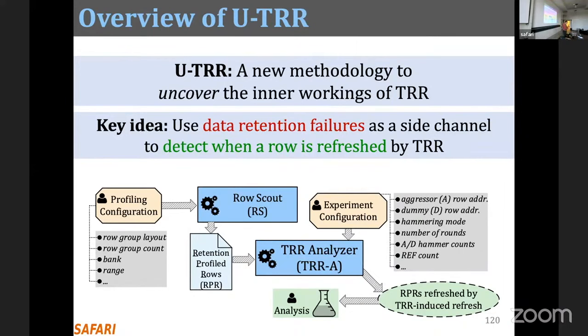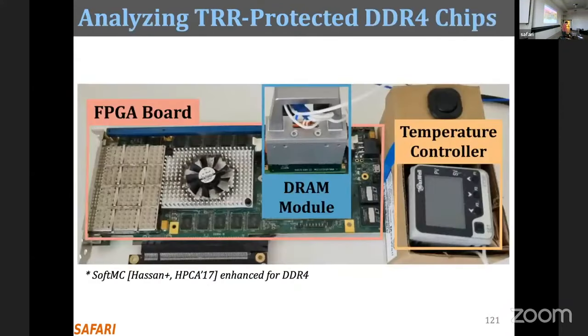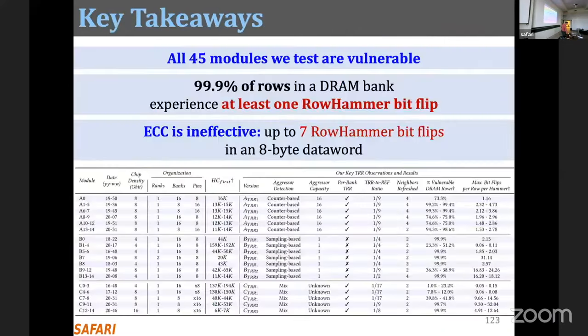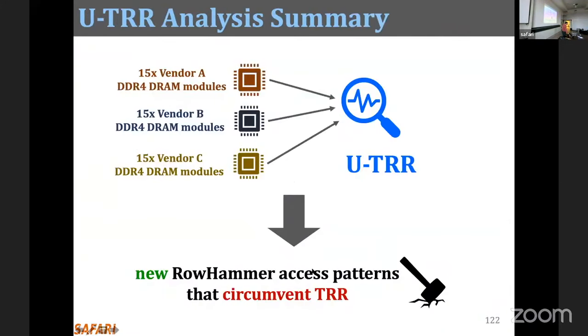So we can figure out the data retention time of all rows, and we can use this information to uncover when the TRR mechanism is kicking in. With this sort of key idea, you can uncover almost everything inside a chip. And of course, we developed this infrastructure. So this enables us to construct new RowHammer access patterns that circumvent the TRR.